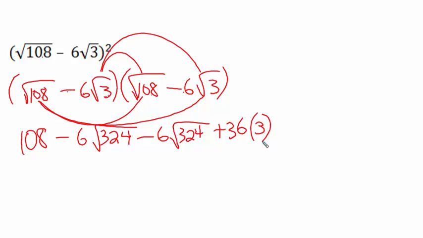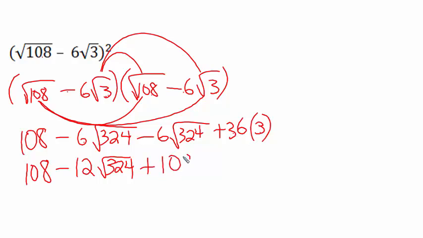Now we can start simplifying things a little more. This is a 108 minus 6 square roots of 324 and another 6 square roots of 324 gives you -12 square roots of 324. And then 36 times 3 is another 108. So when we combine the 108s, we get 216 minus 12 times whatever the square root of 324 is. Well, just so happens, square root of 324 is 18.